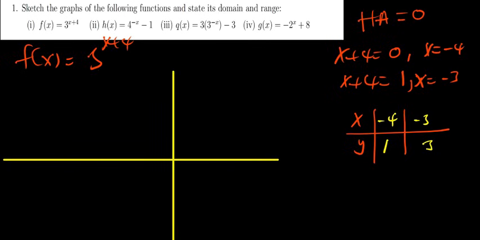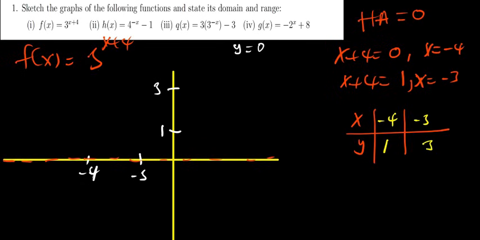Now in x I have negative 3 and negative 4. In y I've got 1 and 3. Now the horizontal asymptote is cutting at y equal to 0. Y is equal to 0, it is at this line. I'll put a dotted line to show that that is the horizontal asymptote.